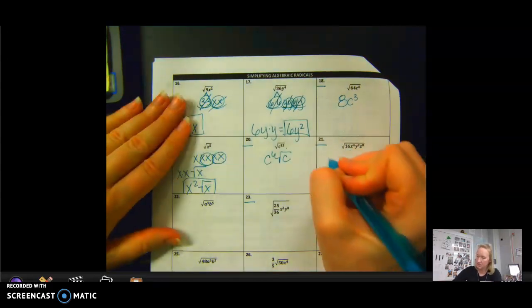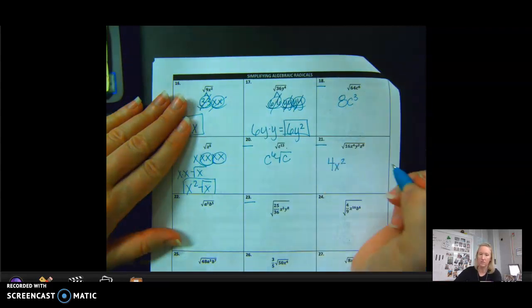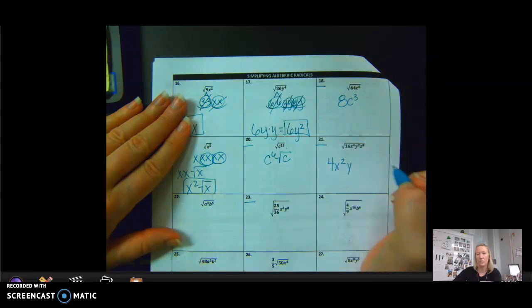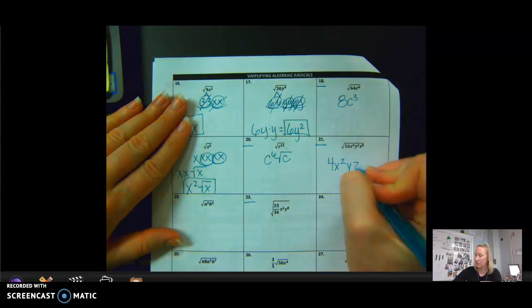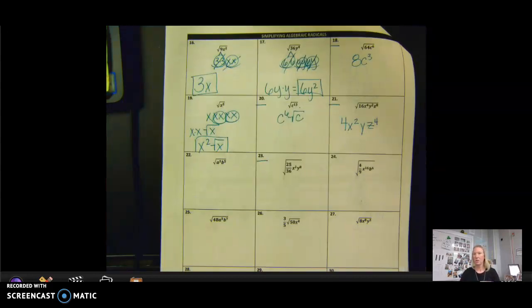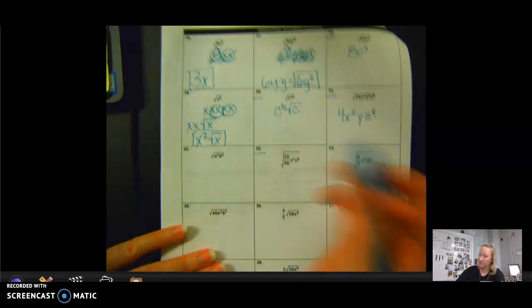Here, square root of 16 is 4. Square root of x to the 4th is x squared, because I have 2 pairs. Square root of y squared would be just y, because I have 1 pair of y's. And then square root of z to the 8th would be z to the 4th, because I have 4 pairs in 8.